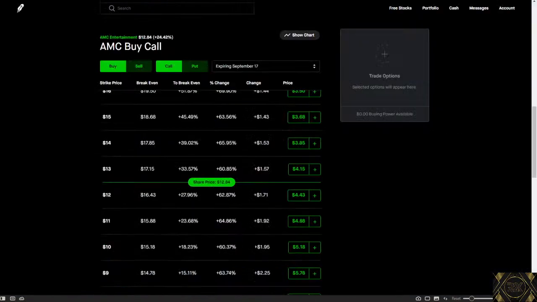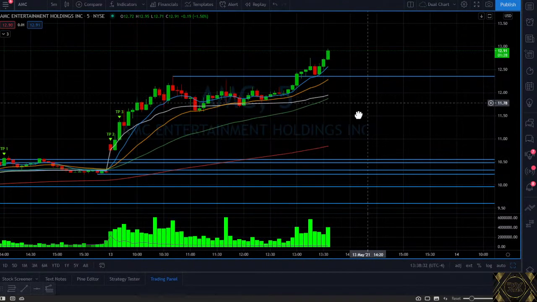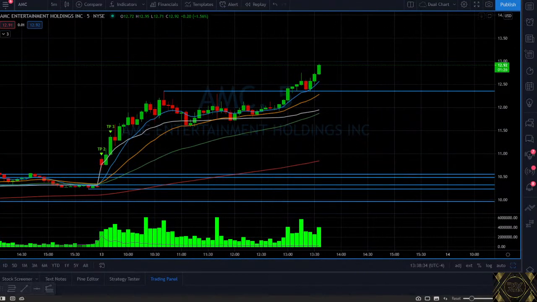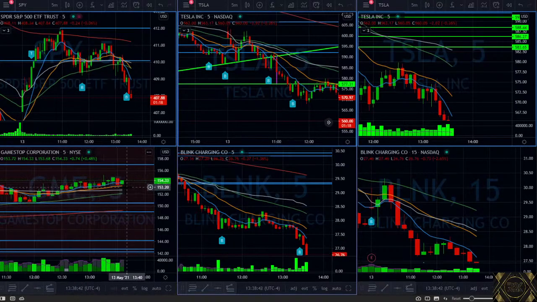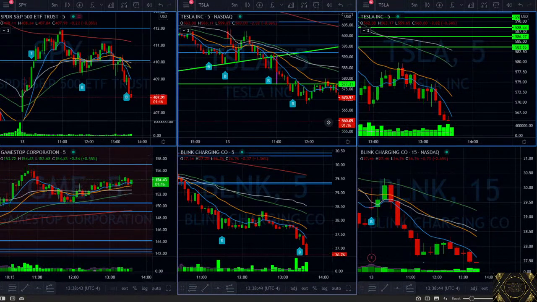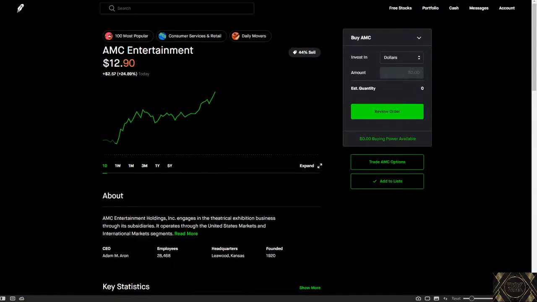So now in terms of plays I'm eyeing, let's see if we can find some plays live. AMC is a great one right now. Above 13 it could probably run more, but I just don't feel like chasing. I'd probably dock it in tomorrow. Let's see. We can take a look at GME. GME is doing its own thing there. SPY is falling. Let's try to find some plays.